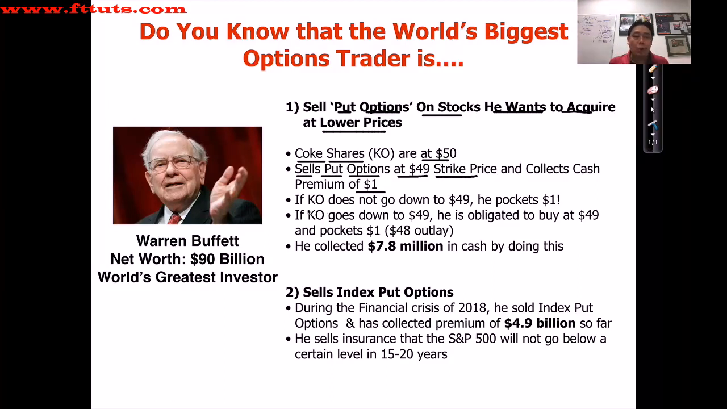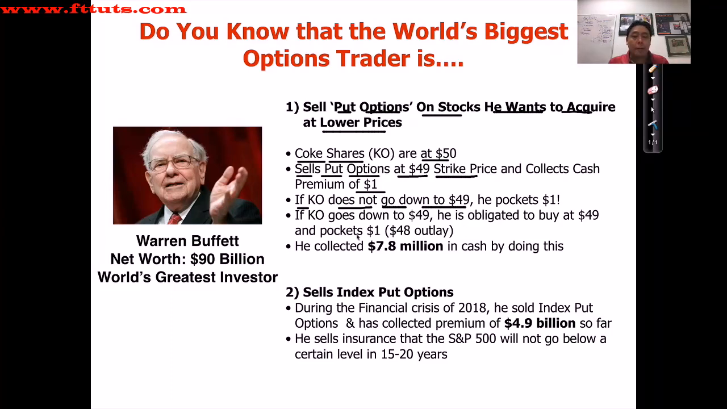Scenario number 1 is Coca-Cola does not go down to $49, right? It stays at $50 or goes up. Now in that scenario, what happens? Buffett collects $1 for free. So he collects free premiums and he keeps selling put options. So if Coke keeps going up, he sells put options, he collects $1. Eventually, he will get, maybe even $40 or $50 and gets to buy Coke for free, right? Because of collecting all these premiums along the way. So that's the first scenario.